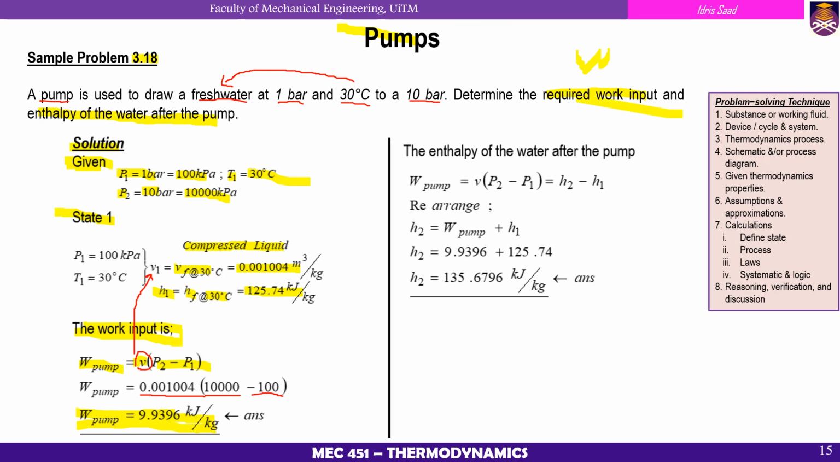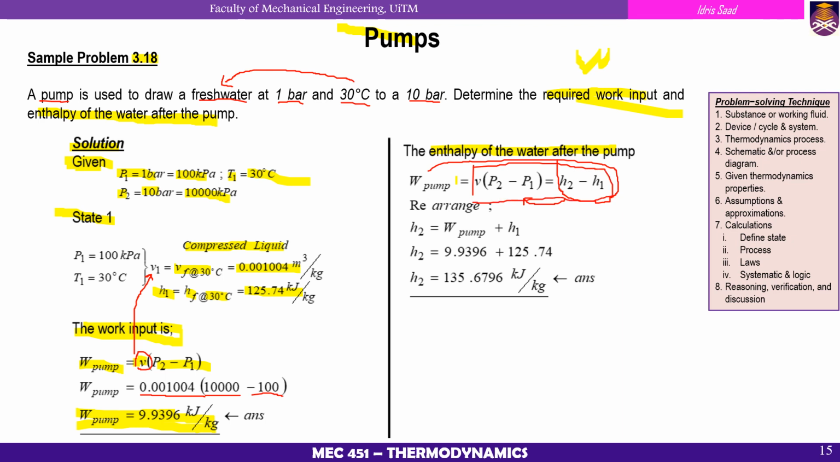Then we can determine the enthalpy of the water because we have two equations for the pump. The first is the original equation: work pump is equal to H2 minus H1. After we make the assumption that specific volume 1 is equal to specific volume 2, and internal energy 1 is equal to internal energy 2, and also we know that H is equal to U plus PV, we can get this second equation. Now that we have both equations, we can equate them.